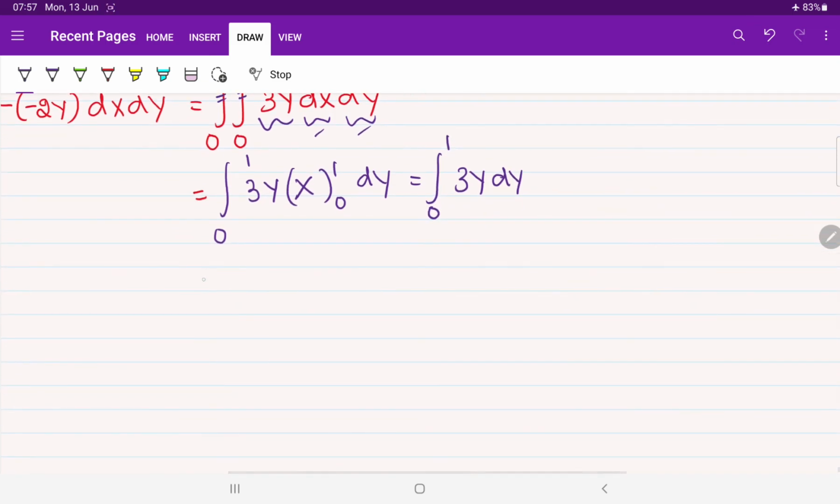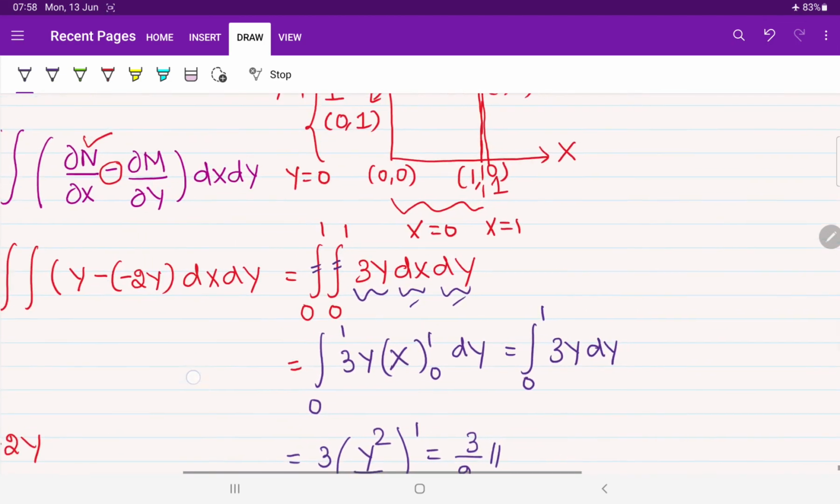After that, what will be the final step? The final answer is going to be 3 into y square upon 2. Since the upper limit is 1 and the lower limit is 0, 1 minus 0 once again will become simply 1 by 2. We have one more 3. So the correct answer is 3 by 2 for the given function.